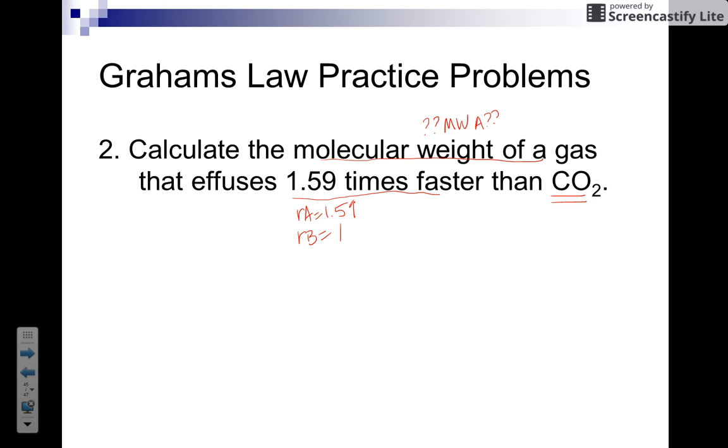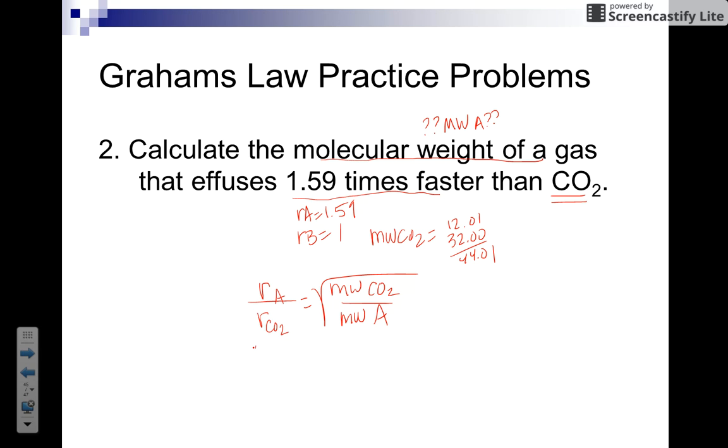Again, if you go back to the last example, when we finished, we said that hydrogen was 3.98 times faster than the oxygen. Well, here, this unknown gas is 1.59 times faster than gas B, which is CO2. And of course, we know the molar mass of CO2. We can calculate that. Carbon's 12.01, and then we have 2 oxygens, so we get 44.01 for its molar mass. So now we're ready to plug into the formula. The rate of gas A divided by the rate of carbon dioxide equals the square root of the molecular weight of gas B, which is carbon dioxide, divided by the molecular weight of A, which is our X.